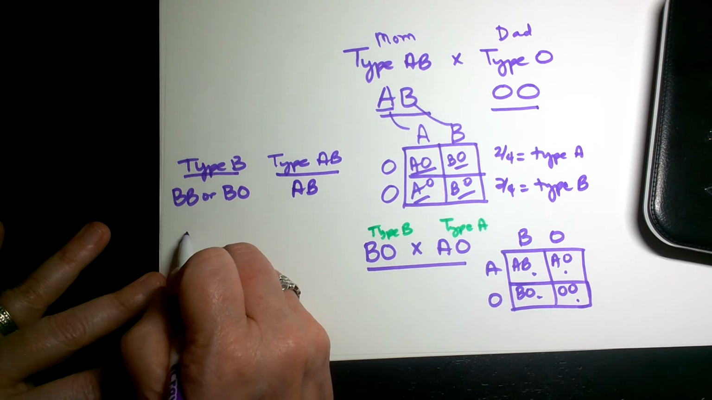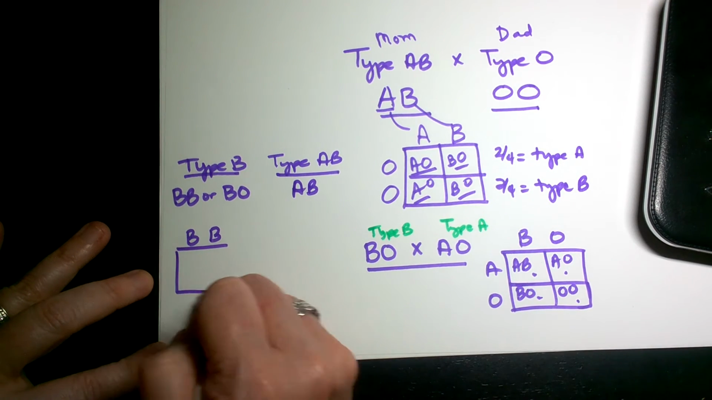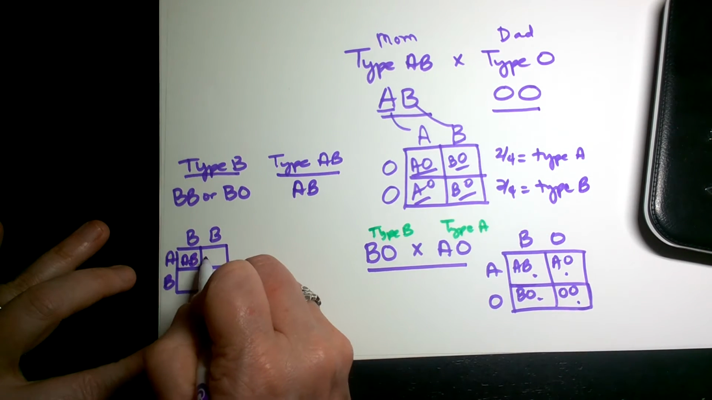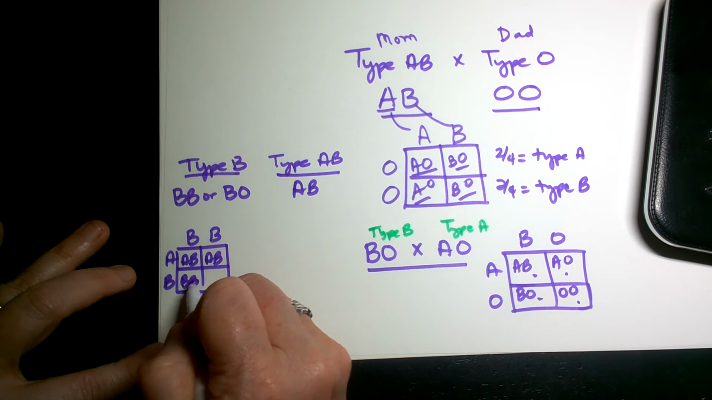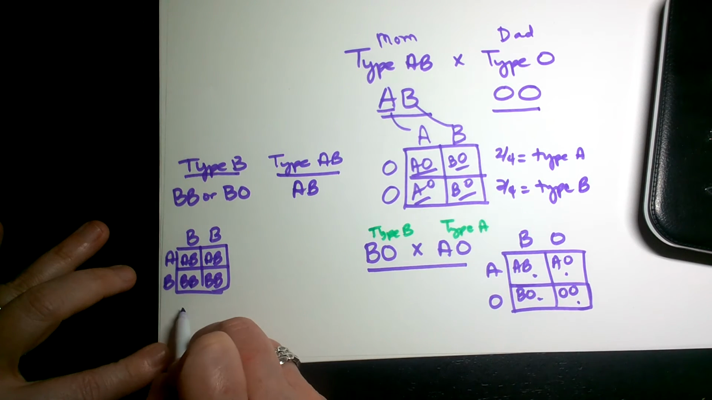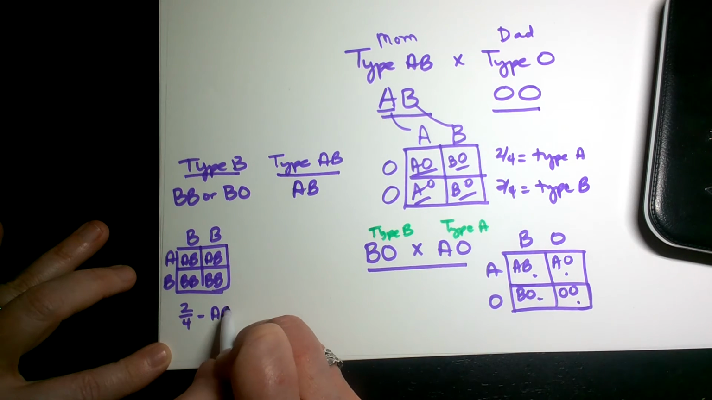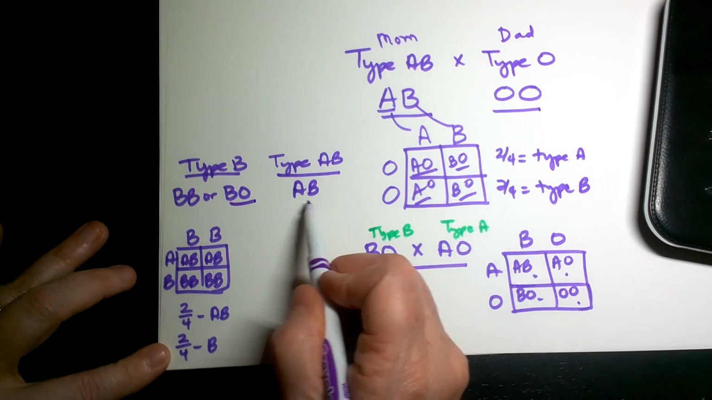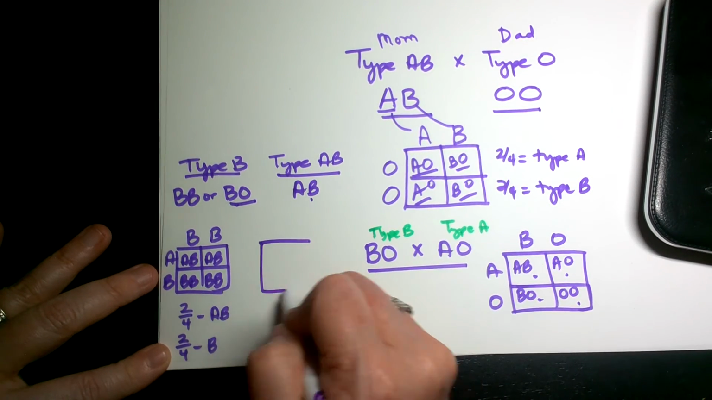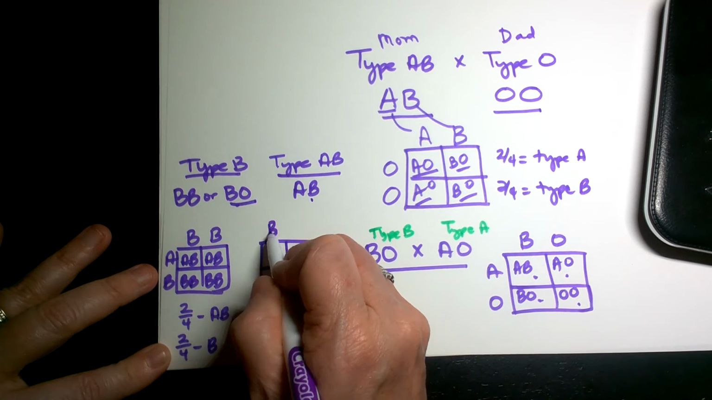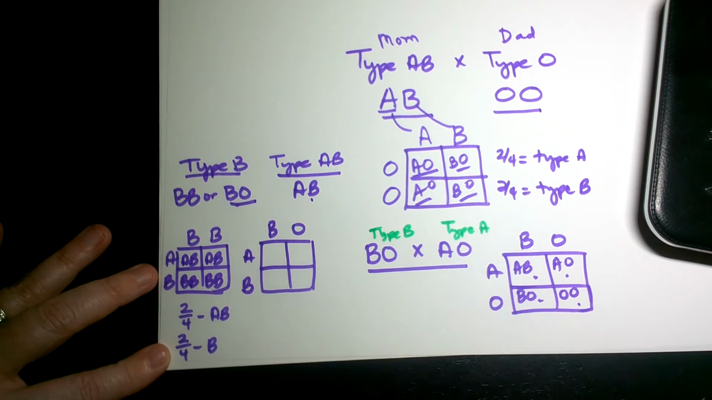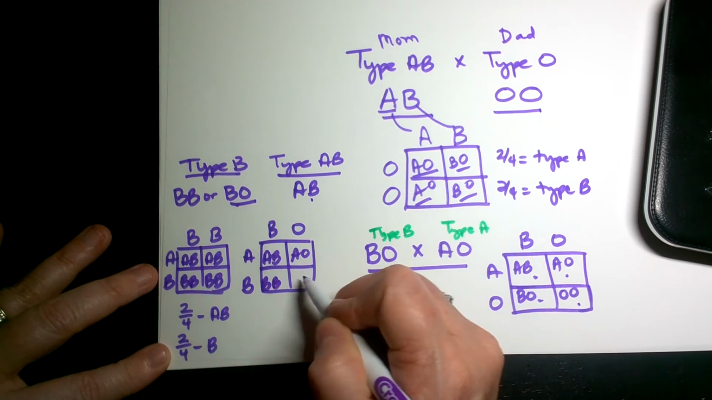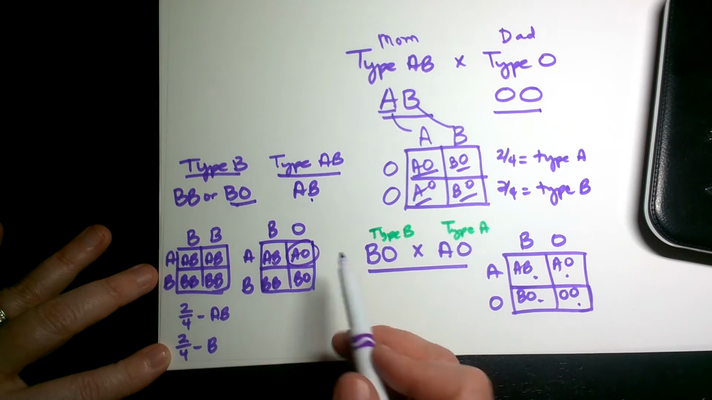So the first way will be if he is homozygous for type B. So that'd be AB, AB, BB, and then BB. In this situation, it's a 2 out of 4 chance that it's AB blood and a 2 out of 4 chance that it's B blood. Now, if the parent is BO and AB, then we have this, okay, and that's an AB, that's an AO, that's a BB, and that's a BO. So now the chances add in one new option.